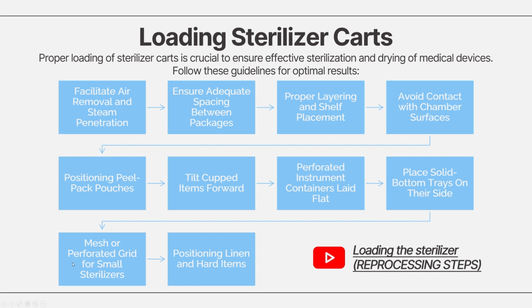And then mesh or perforated grids. Use these grids on the bottom of small sterilizers to facilitate sterilant circulation. You have to reinstall them after cleaning. Linen and hard items: make sure you're sterilizing both of these together, and you have to place the harder, heavier items on the lower shelves. This prevents condensation from dripping onto linens, which can cause moisture retention and compromise sterilization. And I highly recommend that you guys watch this reprocessing steps.